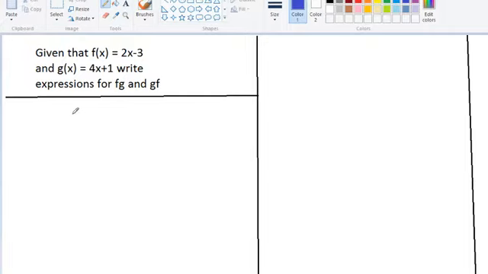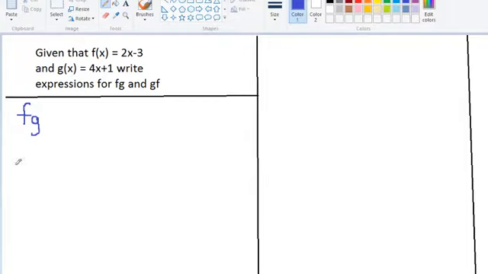We are given the question where f of x is equal to 2x minus 3 and g of x is equal to 4x plus 1. So we have two functions to work with, and we are asked to find the composite functions f of g and g of f. Let's try to find f of g using the number machine.